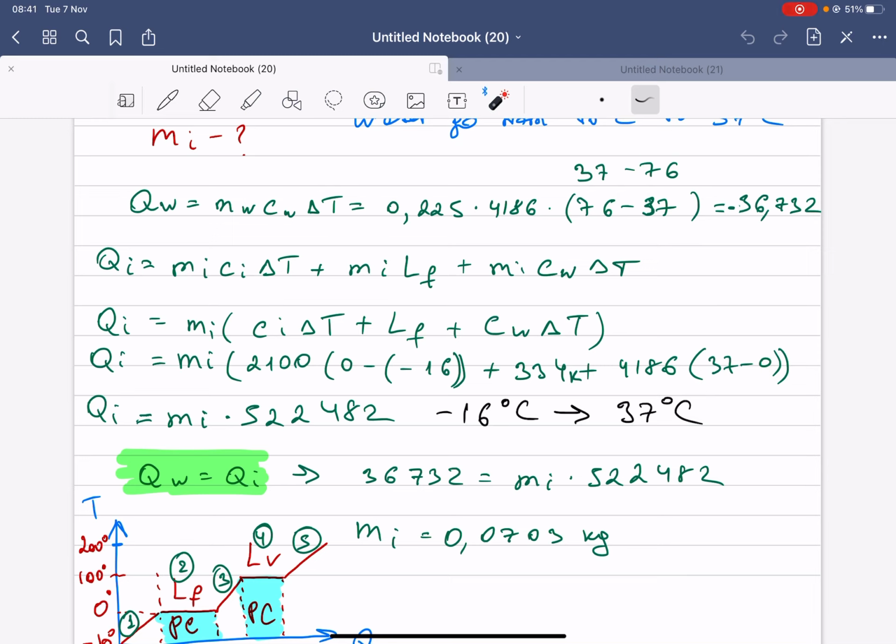So when you calculate it, you will get such a thing: the mass of the ice multiplied by this number, and this will be equal to the heat released by the water. So equalize them. At the end, you just find the mass of the ice.